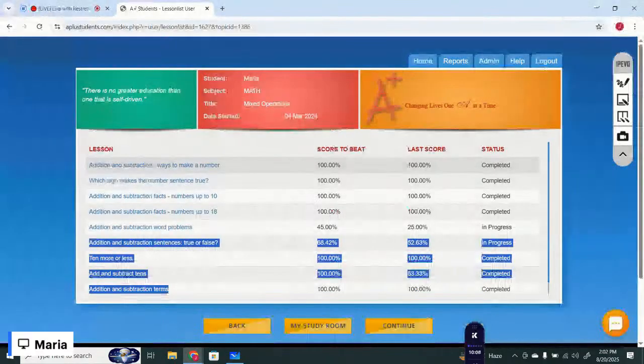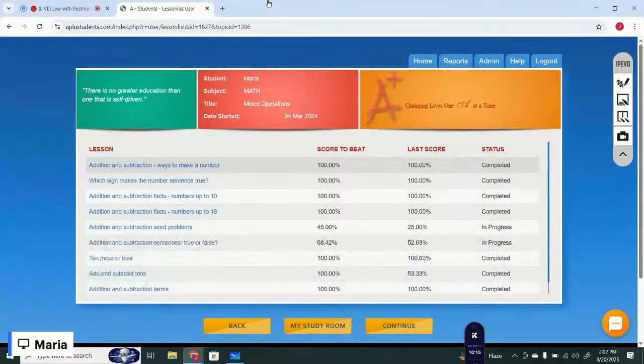Here I'm on grade 1 math. The chapter we're on right now is mixed operations. Let's just start with the lesson that is addition and subtraction sentences true or false.